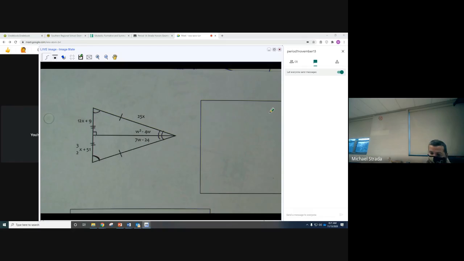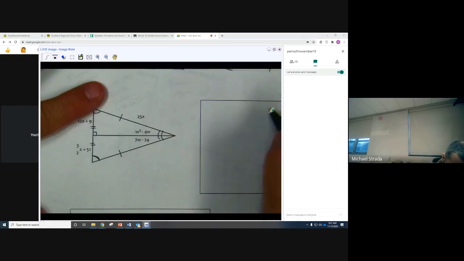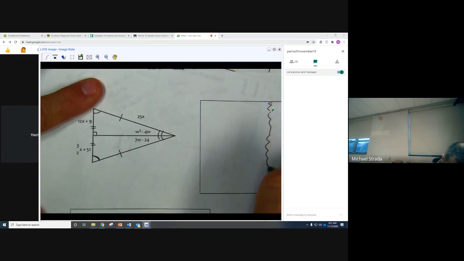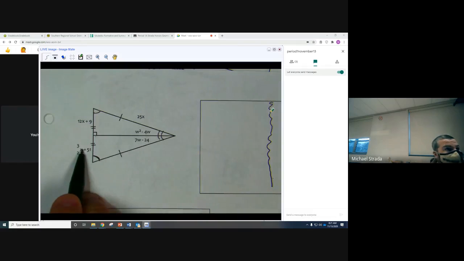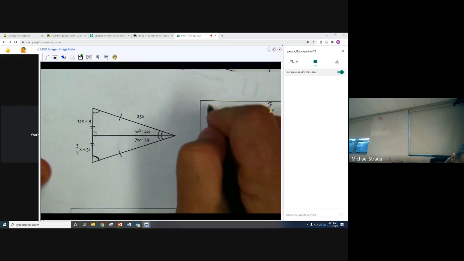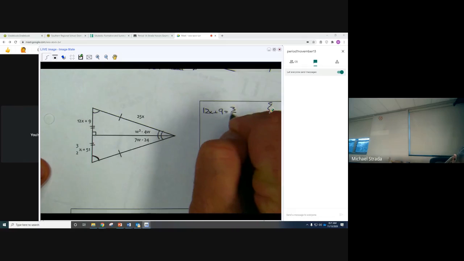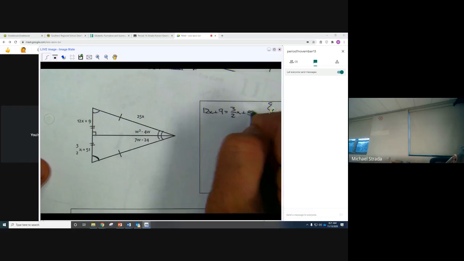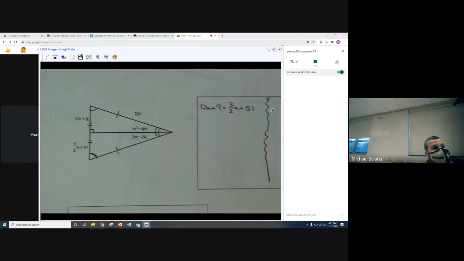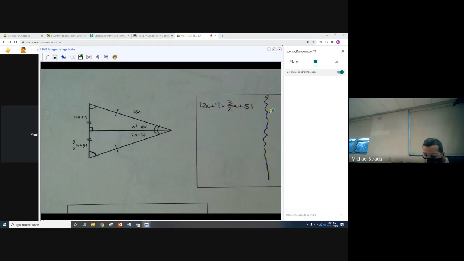All right, so what do you want to do first? You want to do linear or you want to do quadratic? Doesn't matter? Linear. Okay, so we divide our box in half. We'll do the linear first. The linear is over here because there's no square. So 12x plus 9 equals 3 halves x plus 51. That's a 3 halves, by the way. I apologize for the format. All right, everybody good with that idea? So you're just setting them equal to each other.